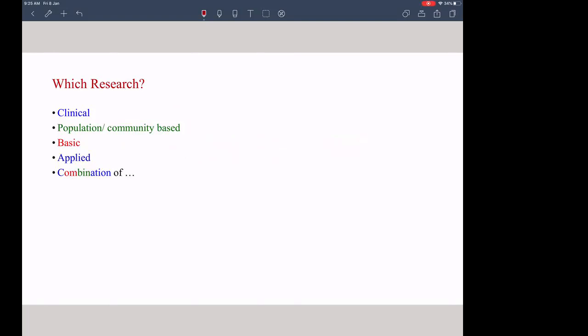Then which research? When it comes to research, I am a clinician, so I must do clinical research. Maybe it should be hospital based or clinic based, moving around just patients. Then you collect the data, you involve the nurses, you involve the students and so on. Then the population and community based, where you come in touch with epidemiologists, and then you work with that. And then the basic, where actually the bench work is involved.